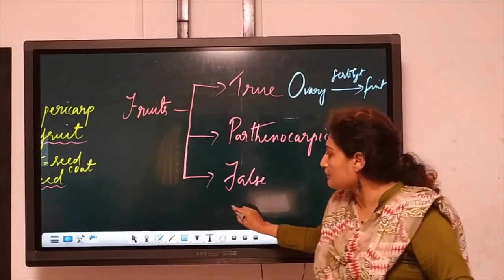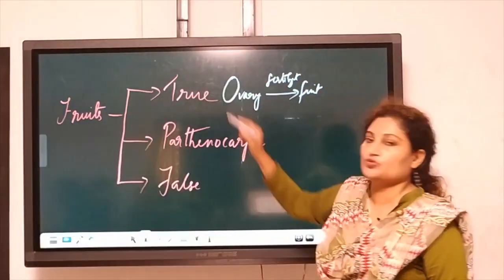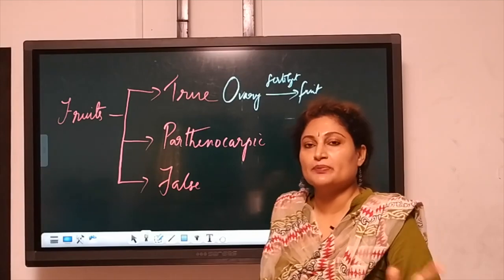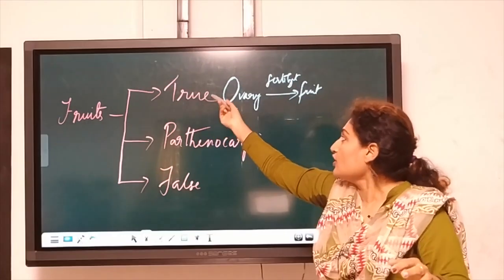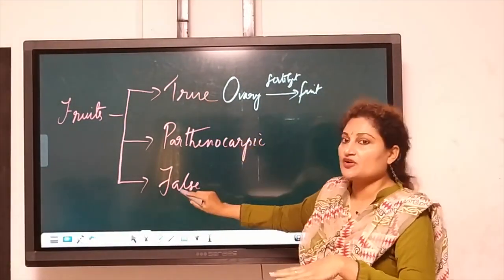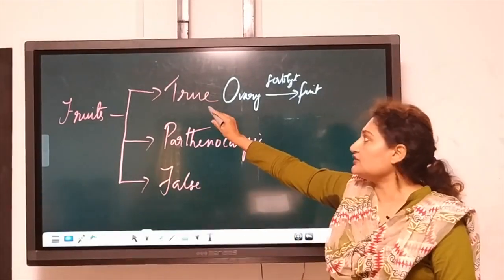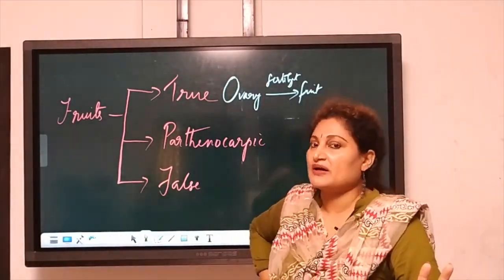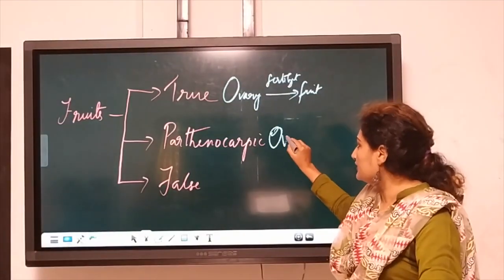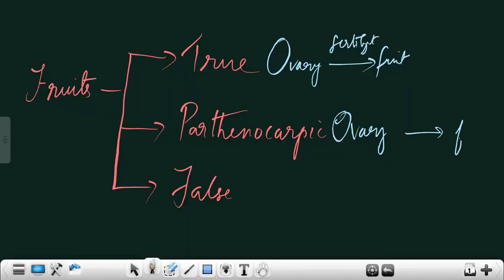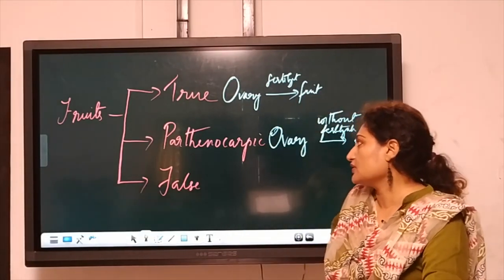Whereas parthenocarpic fruit is just the opposite of true fruit. Always there's a chance of thinking the opposite of true is false. So you have a tendency to write false fruit here. But actually the opposite of true fruit is parthenocarpic fruit. So ovary becomes the fruit without fertilization. Fertilization does not occur. So that's exactly opposite. True fruit, parthenocarpic fruit. Now false fruit.